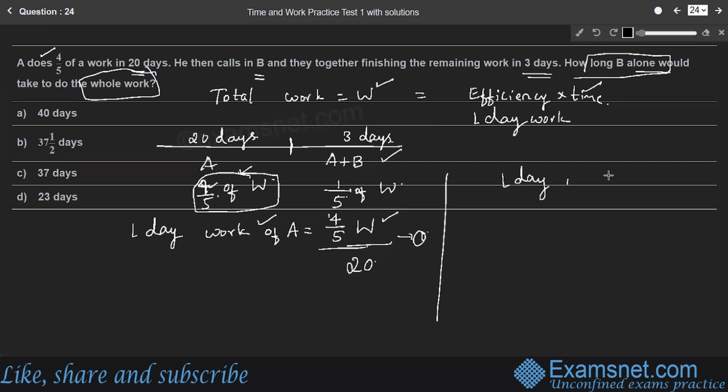1 day work of A and B, which is A plus B, is equal to what we found after 20 days. So to complete 1/5 of the work, which is the remaining work, A and B take 3 days. Therefore, 1 day work of A and B becomes 1/5 into W whole divided by 3. Here, what is 1 day work of A? In the second scenario, A plus B we have taken.